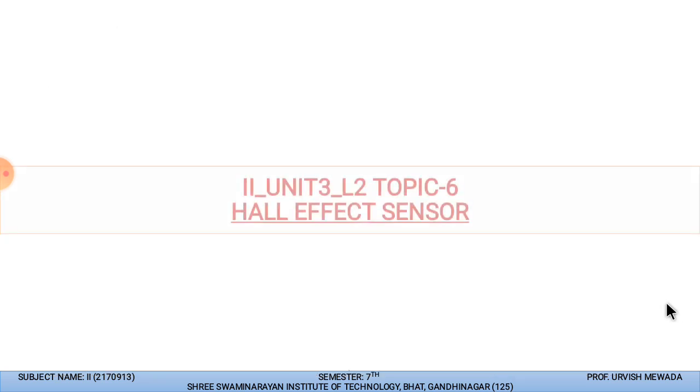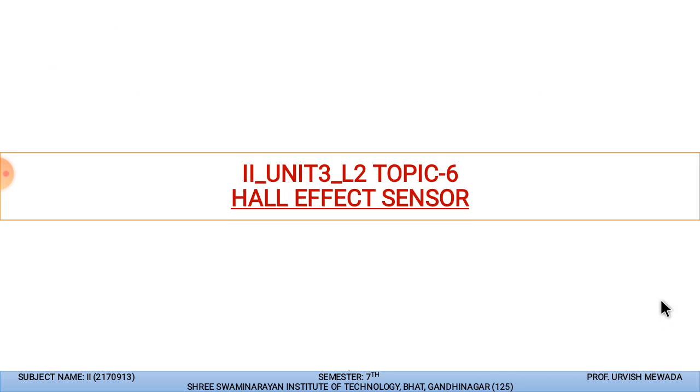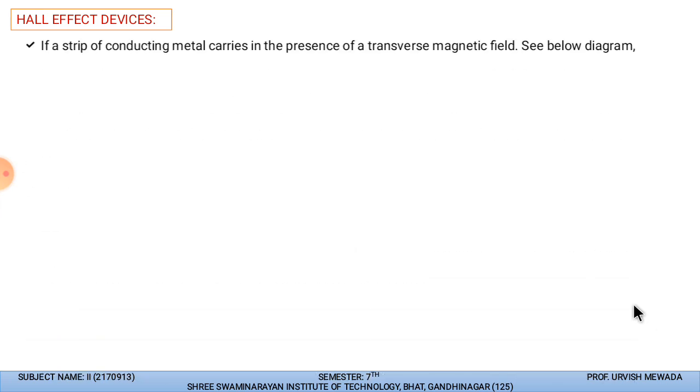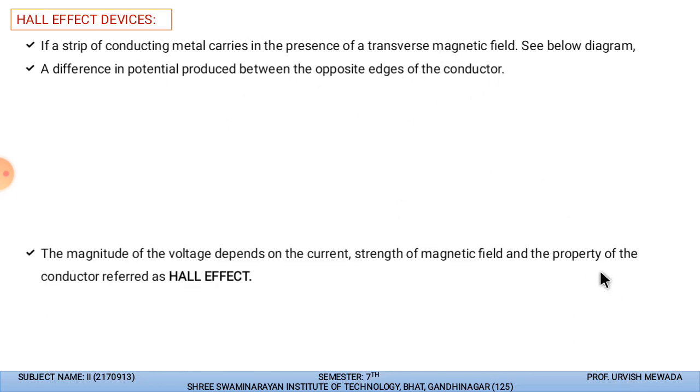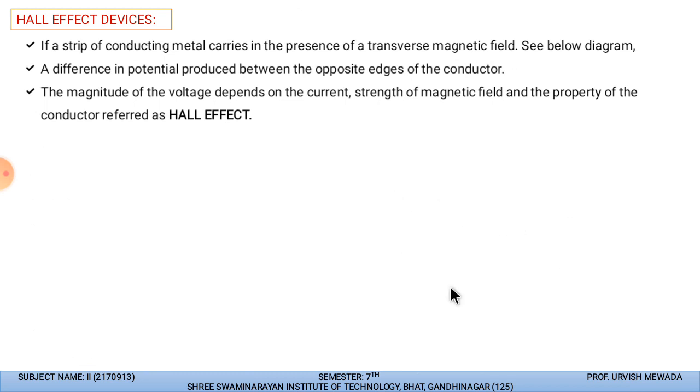So let us discuss topic number 6 of this chapter, the Hall effect sensor or Hall effect transducer. So what are Hall effect devices? Generally it is a metal strip which carries current in the presence of a transverse magnetic field. So this is a conducting material which we put in the magnetic field. The difference in potential produced between the opposite edges of the conductor is nothing but the Hall effect. The magnitude of the voltage depends upon the current, the strength of the magnetic field, and the property of the conductor, and is referred to as the Hall effect.